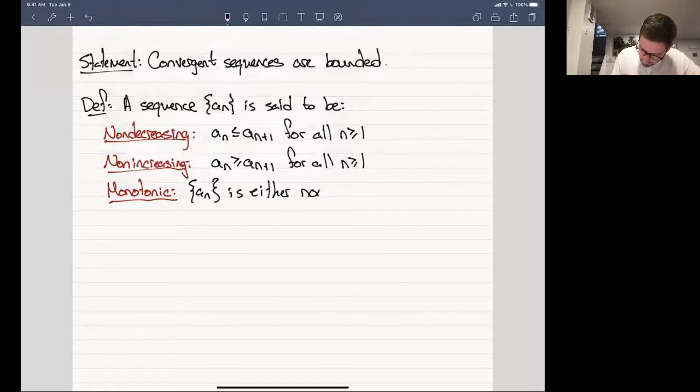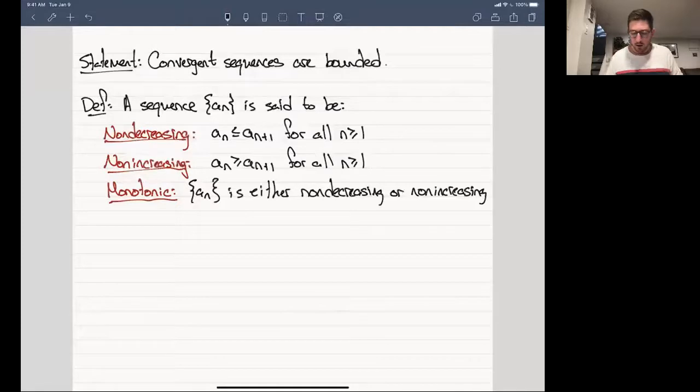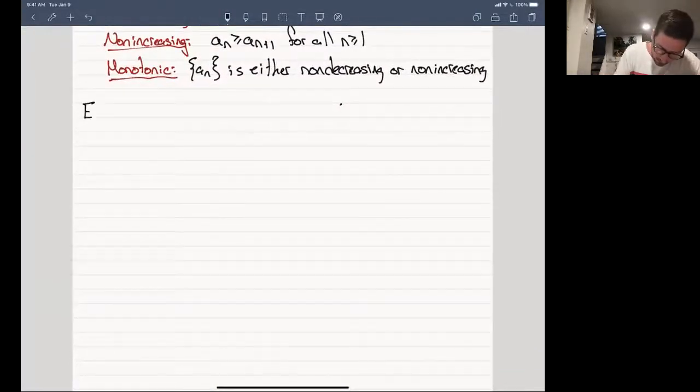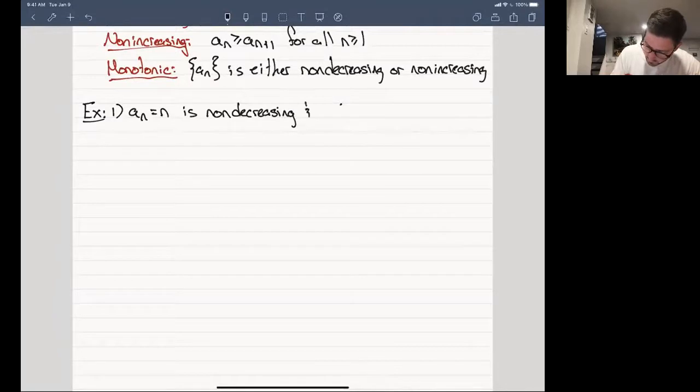So either non-decreasing or non-increasing. So one of the above, we would call this thing a monotonic sequence. So my non-decreasing sequence, an equal to n, 1, 2, 3, 4, 5, whatever, that thing is non-decreasing and therefore it's monotonic. So let's note that as our first example here. Example 1, well, an equal to n is non-decreasing, and so monotonic.